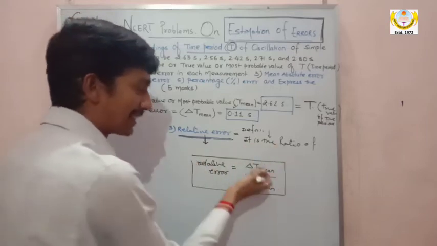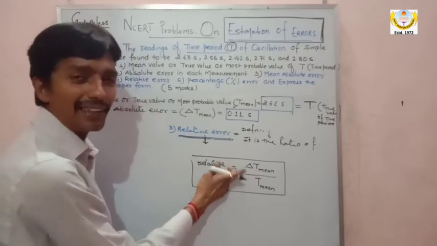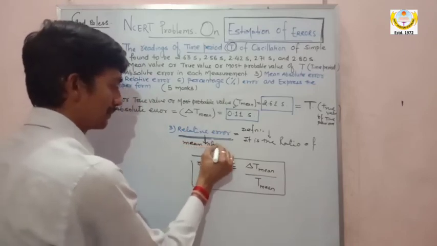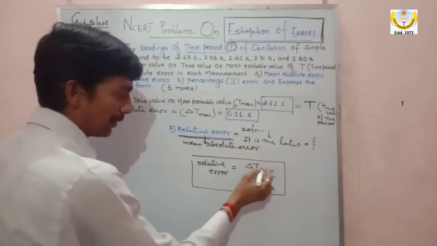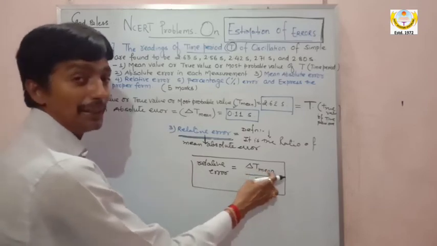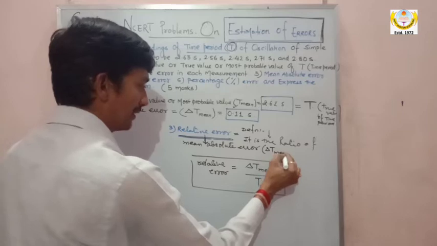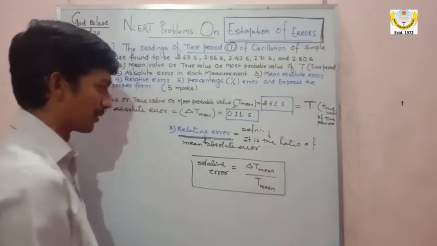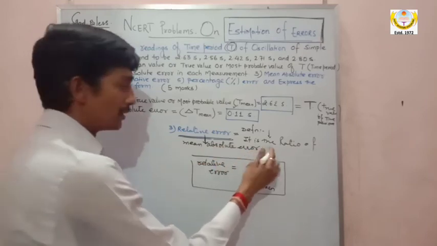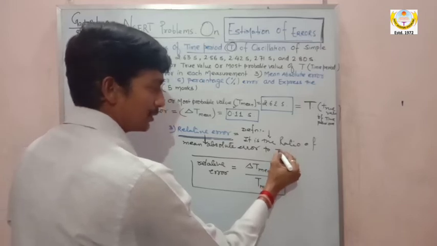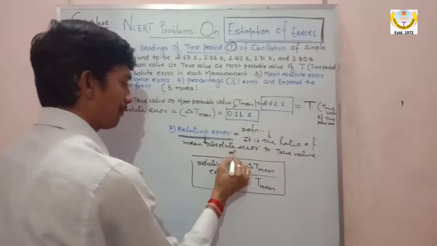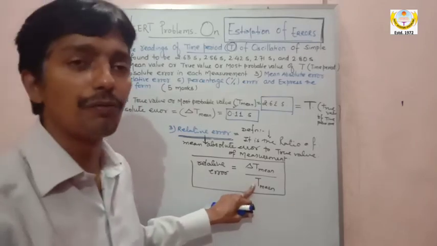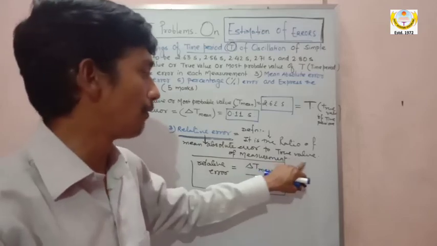So what is relative error? Relative error is the ratio. Whenever there is a numerator and denominator, it is a ratio. It is a ratio of mean absolute error, because in the numerator it is the mean absolute error, delta T mean. Here I am writing delta T mean as the notation, but for this question it is delta T mean. Better that I do not write any denotation. So it is a ratio of mean absolute error to the true value of measurement, or to the mean value of measurement, or true value of measurement.